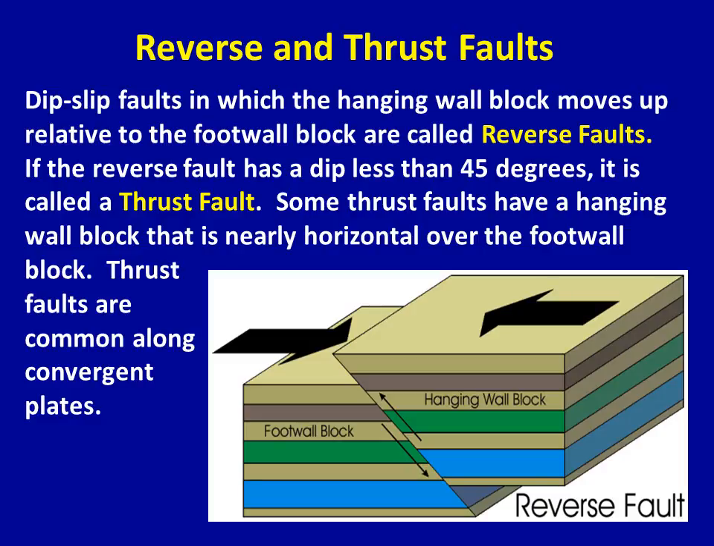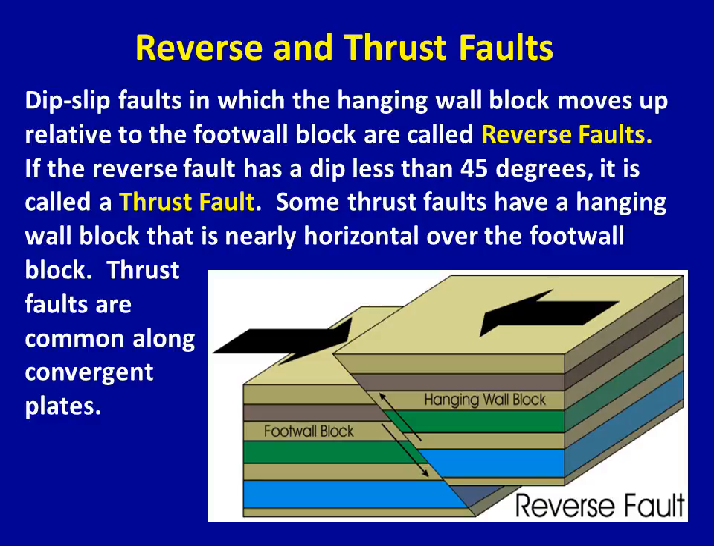Now, there's also a special case of the reverse fault, and that is if the angle of the fault is less than 45 degrees, it is called a thrust fault, because essentially a block of rock is being pushed up on top of another block of rock. Some thrust faults have a hanging wall block that is nearly horizontal over the footwall block. And thrust faults are common along converging plate boundaries because everything's being pushed together.